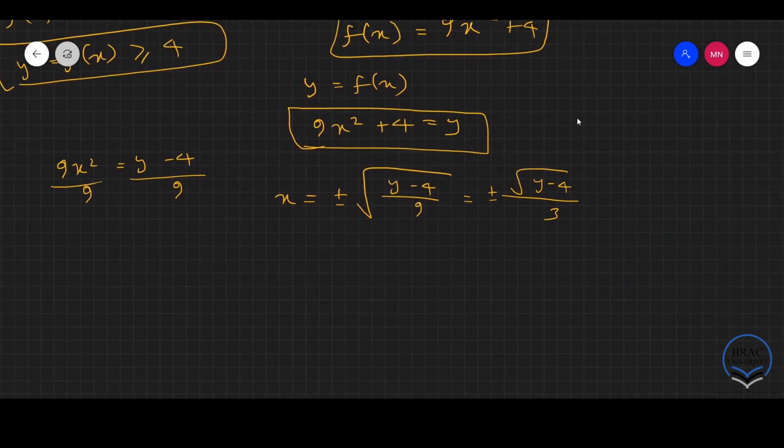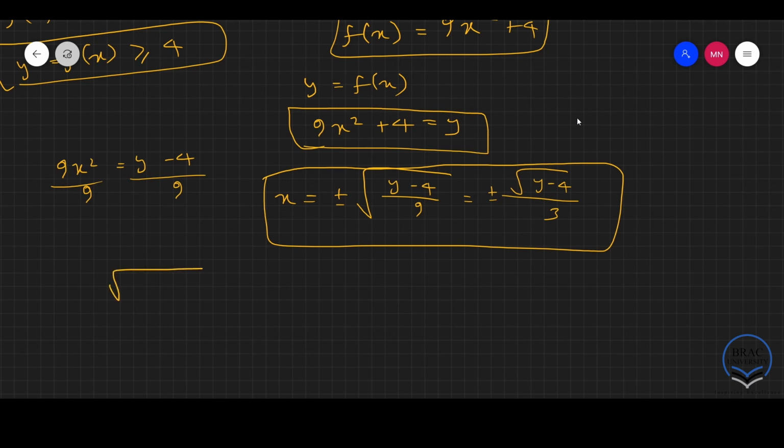We have two expressions for x, one with a positive sign and one with a negative sign, right? Now we can see from the numerator that we have a square root term, and the argument of the square root, the argument is the term that is within the square root. This is y minus 4, right? And the argument is always going to be non-negative, right? Y minus 4 has to be always non-negative.